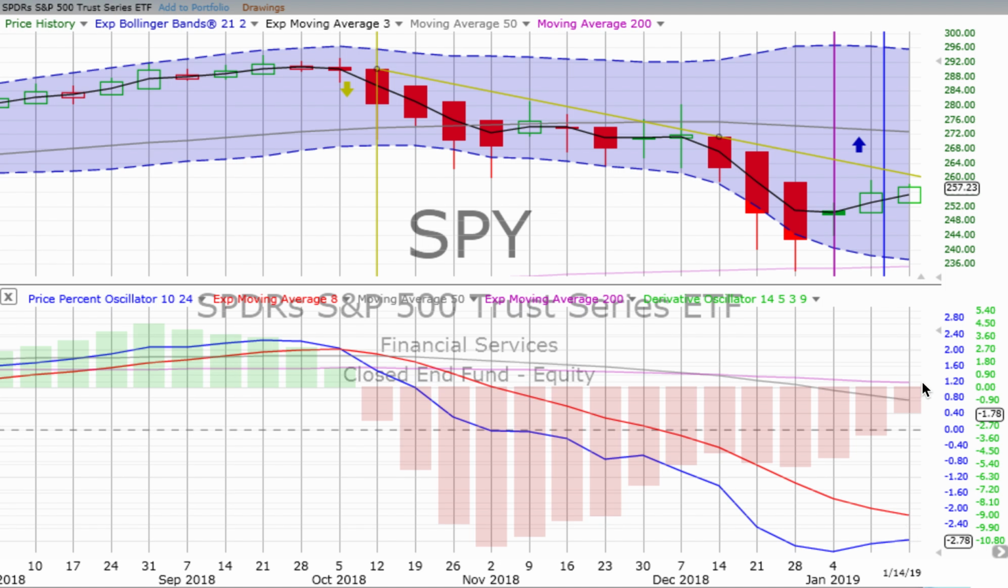Now, we see the derivative oscillator losing downward momentum. Price percent oscillator edging up a little bit. Like we said, still in a confirmed down move. So far, the week is starting off as far as the average pace goes up. Was down for the day.